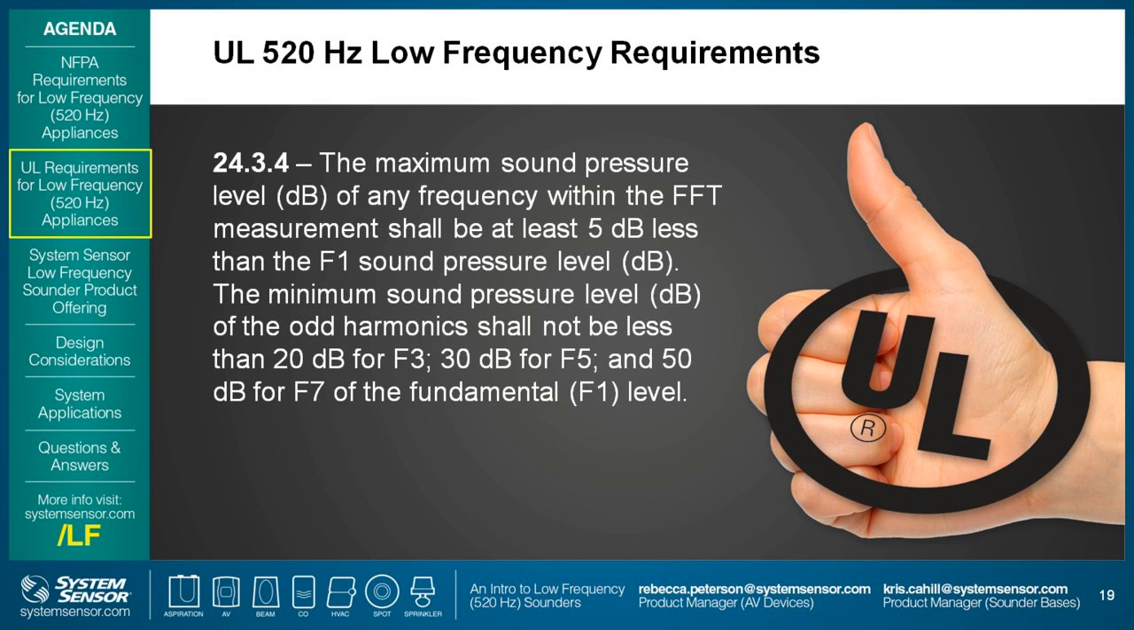Then they're going to go to the fifth harmonic, and they're going to make sure it's at least 5 dB from the highest peak of F1, but not less than 30 dB. And they're going to go to the last harmonic, and they want to make sure it's at least 5 dB from that highest peak of F1, but not less than 50 dB of F1. Now, this is a very specific profile that they're looking at, and it's not something that's easy to develop. And that's one of the reasons why it has taken a lot of us manufacturers time to come out with a lot of these low-frequency solutions.